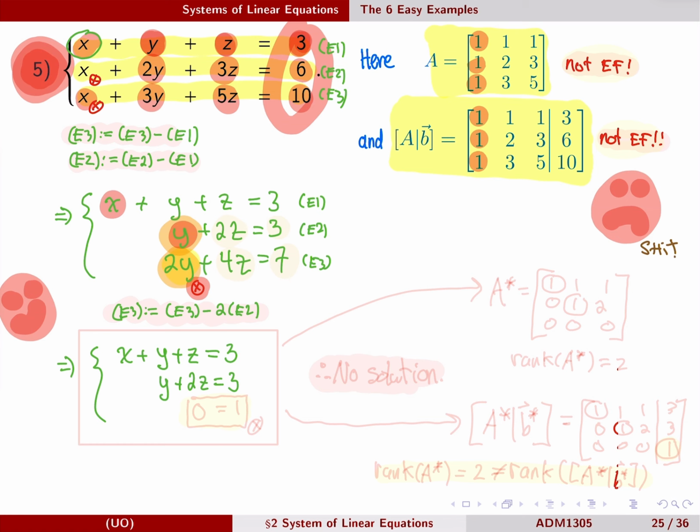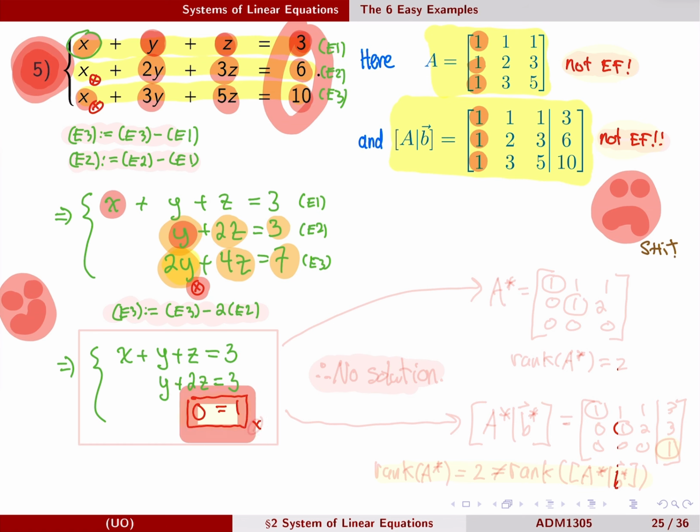So, and also when you're going to take 4z minus 2 times 2z, this is also going to give you 0. So I'm going to write this up here on the left side. We destroyed everything, not just the y. And then on the right side, what do we have? We have 7 minus 2 times 3, which will be 1. Uh-oh. So 0 is equal to 1.